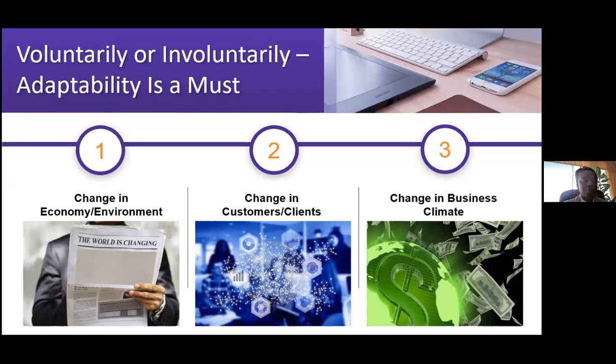Well, what is it that we need to do before we get into responding? Well, we need to consider what kind of change, what kind of impact is taking place before we can even consider what it is we need to do in response. So the idea here, voluntarily or involuntarily, adaptability is a must.